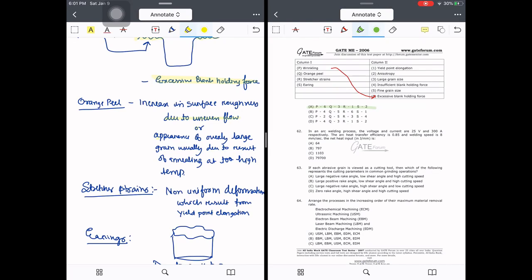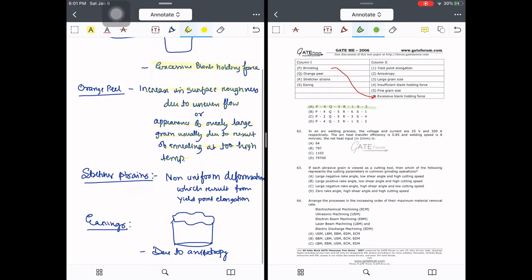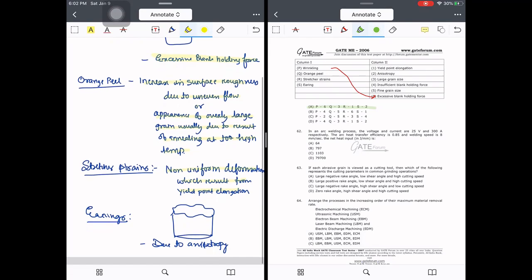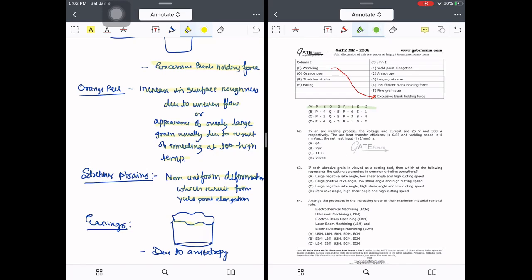Now, what is orange peel? Getting a right answer is not a big deal, but understanding the concept behind is important. Orange peel is increase in the surface roughness due to the uneven flow or appearance of overly large grain size resulting from annealing at too high pressure. So this is the actual defect of increase in surface roughness. Now stretcher strains, these are non-uniform deformation which results from yield point elongation.